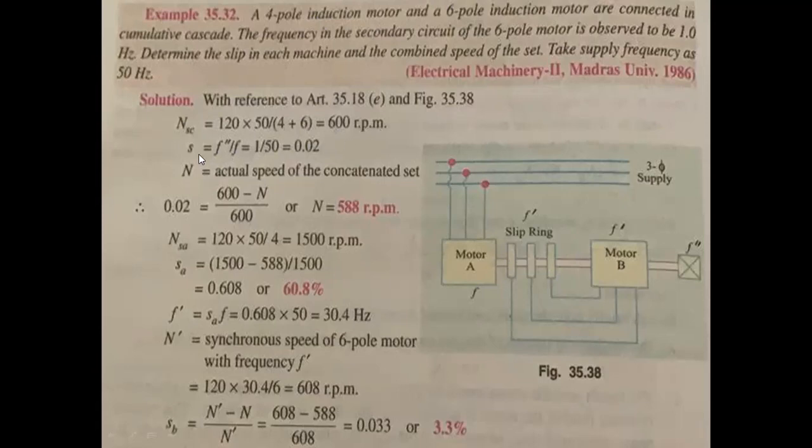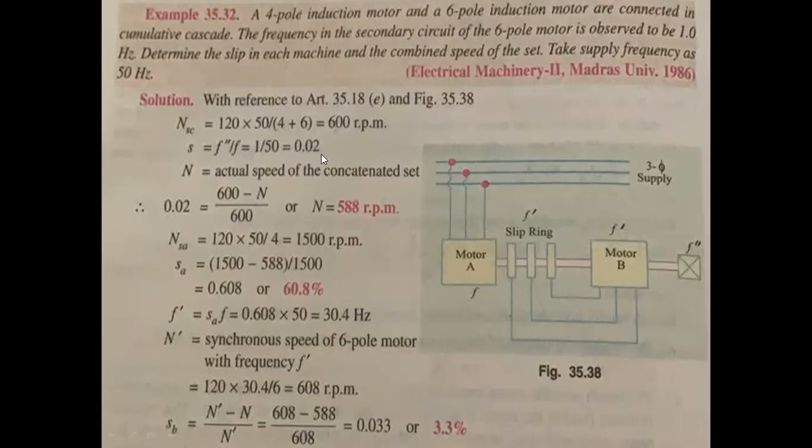Next, slip is equal to, we can write directly, F double dash by F. F double dash is the secondary circuit frequency. So the frequency in the secondary circuit of the 6-pole is 1 Hz, and normal frequency is 50 Hz. So 1 by 50, that is 0.02.